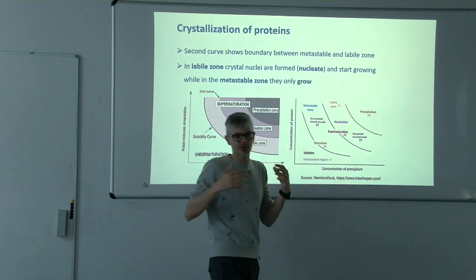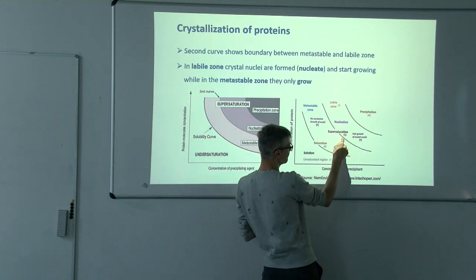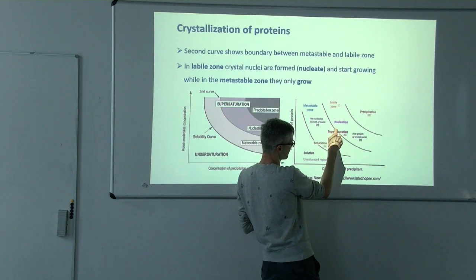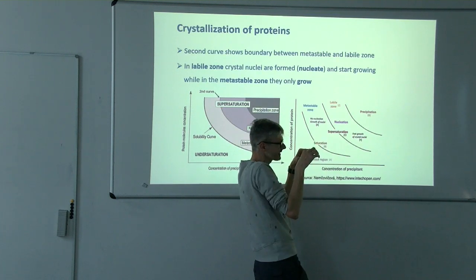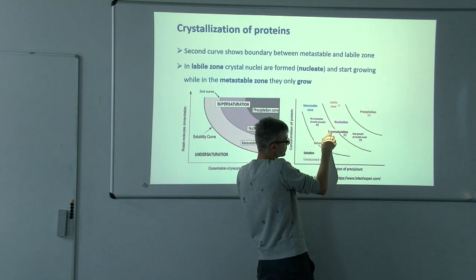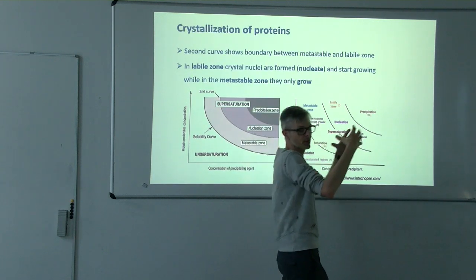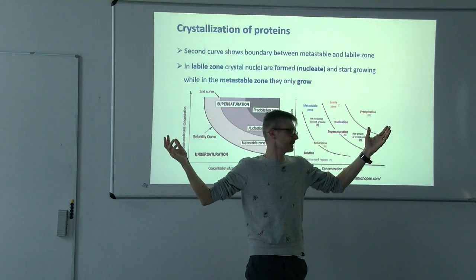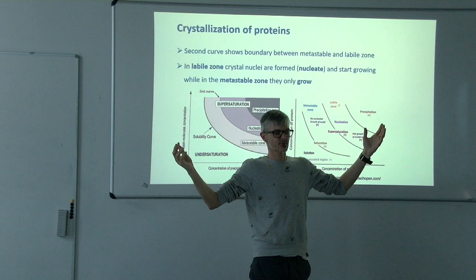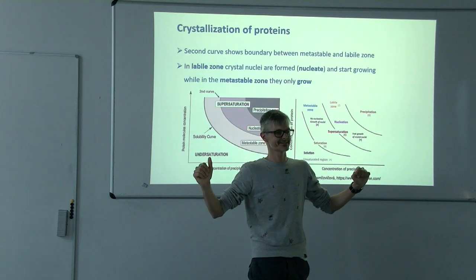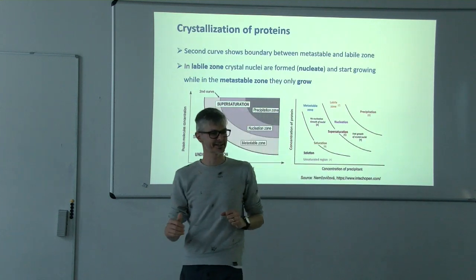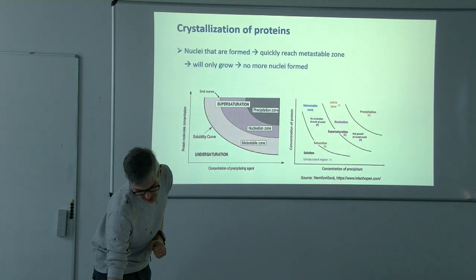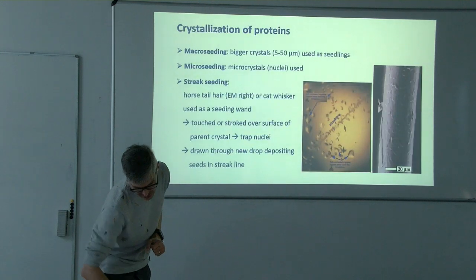So the perfect situation then would be that you are just on top of this here, somewhere here. Which means that you start getting this nucleation, and then it drops into this zone here, and then it just keeps on growing. If it would start here, you would just get lots of mini crystals, but they won't grow. That's more or less the idea. I hope that's more or less clear. So this is actually how we try to make these crystals.